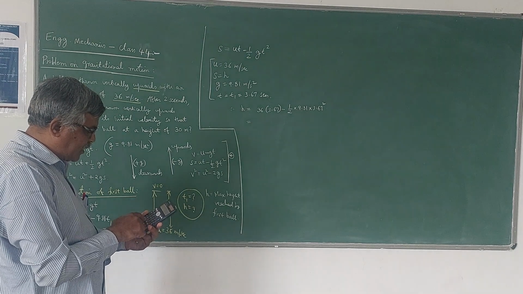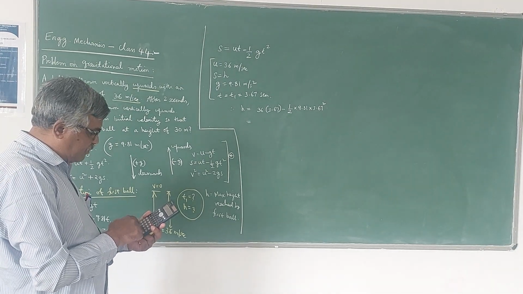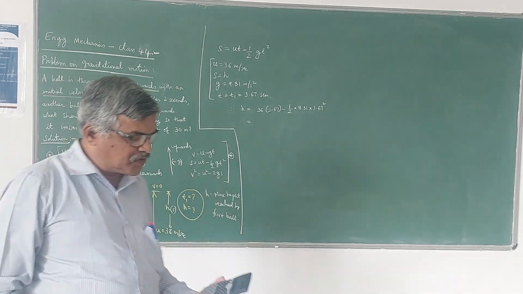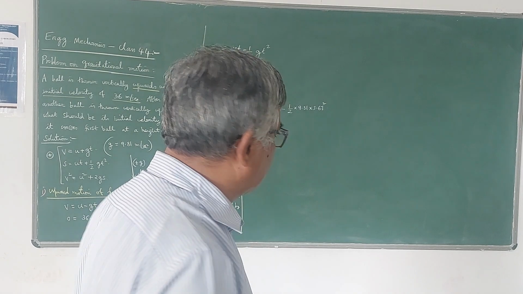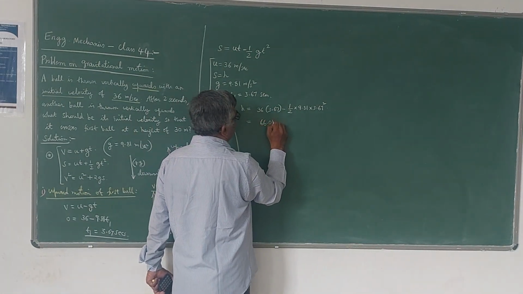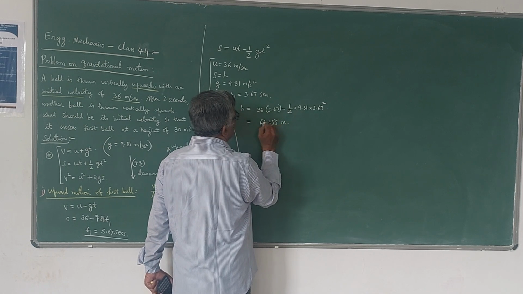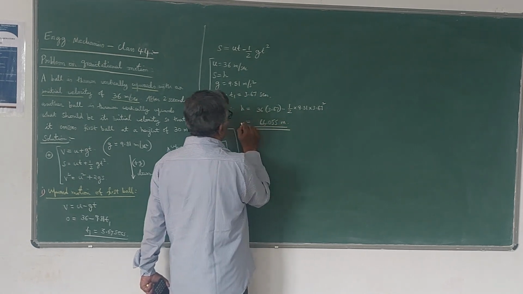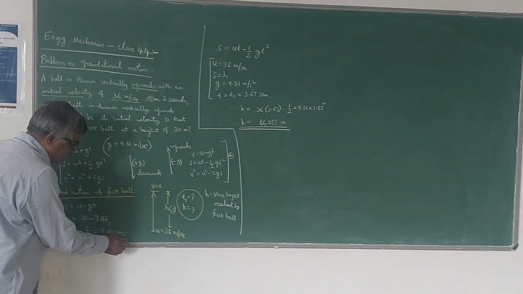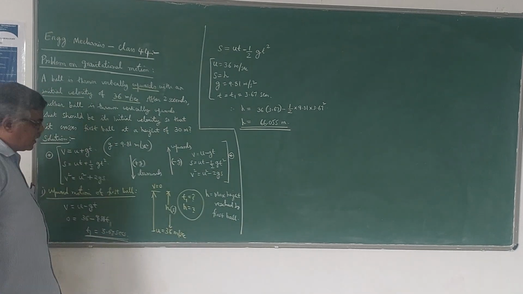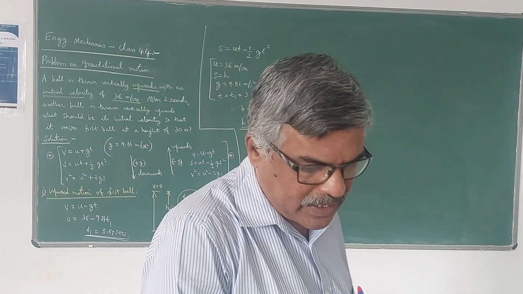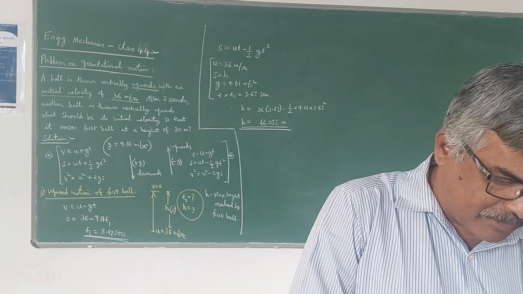0.5 into 9.81 into 3.67 square, which will be equal to 66.055 meters. So this is the height of the first ball. To reach that height, it has taken 3.67 seconds.